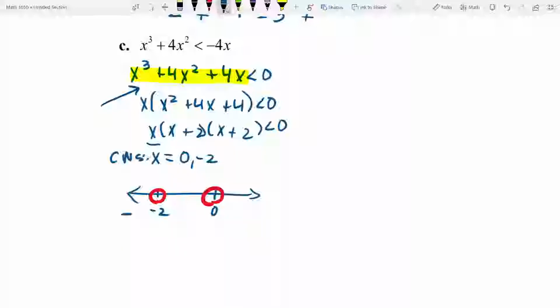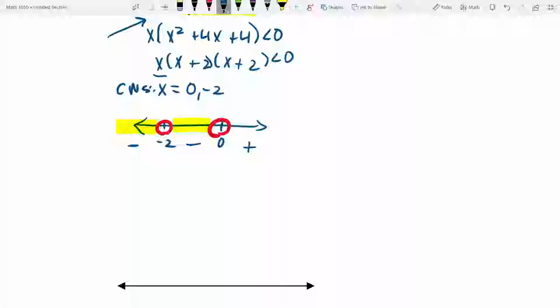Between -2 and 0, I'm going to choose a -1. -1, store, enter, up, enter, and I get another negative. Put in a 1, 1, store, enter, up, enter, and I get a positive. I'm looking for where they're less than 0. So that would be here and here.